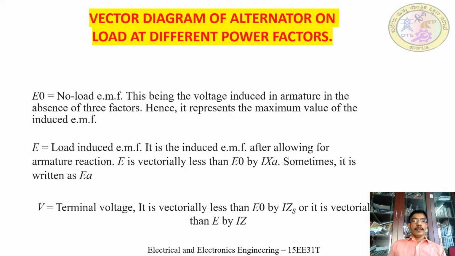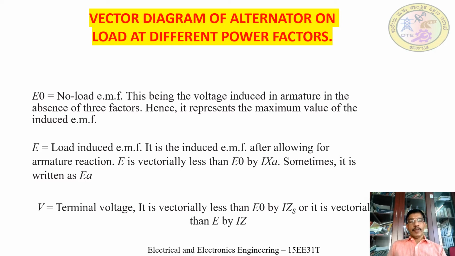Next, E is the load induced EMF. It is the induced EMF after allowing for armature reaction. E is vectorially less than E naught by IXA. Sometimes it is written as EA. That means E naught minus IXA equals E. It's a vector difference, where I is the current in amps and XA is the armature reactance.